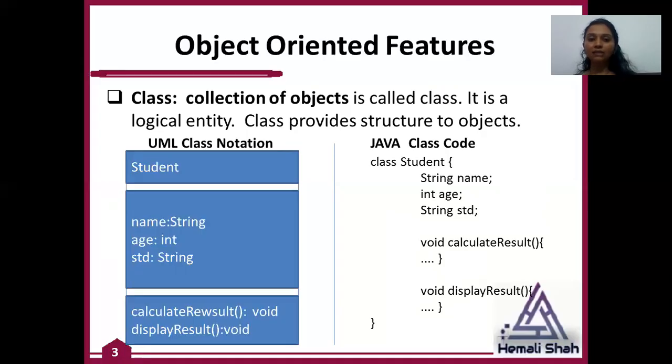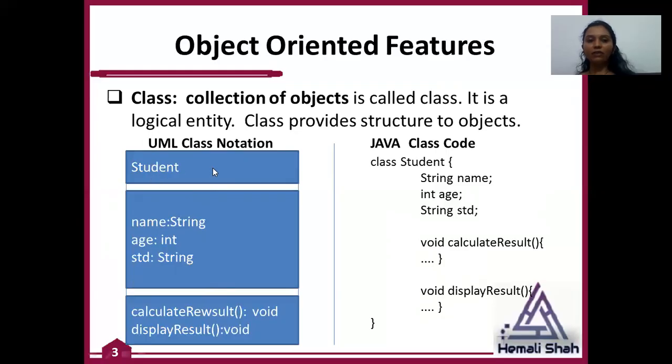Now this class can be represented by this UML diagram. UML is the Unified Modeling Language, which is used to represent object-oriented concepts. UML has graphical notations, and this is the class notation. This notation is used to represent a class of your program.